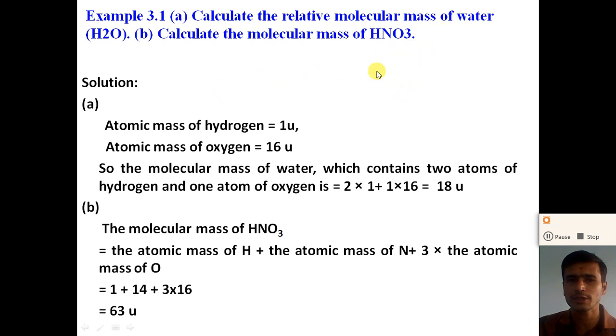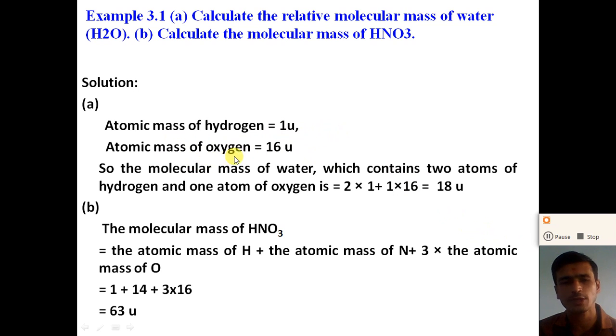So how can we calculate the molecular mass of water? First we need the molecular formula of water. Yes, the molecular formula of water is H2O, in which hydrogen and oxygen are present. First of all, the atomic mass of hydrogen. What is the atomic mass of hydrogen? The atomic mass of hydrogen is 1 AMU. So the relative atomic mass of hydrogen is 1 AMU, or 1 atomic mass unit, right?